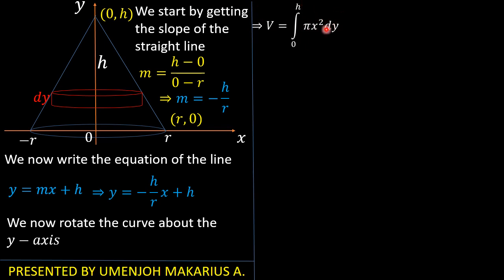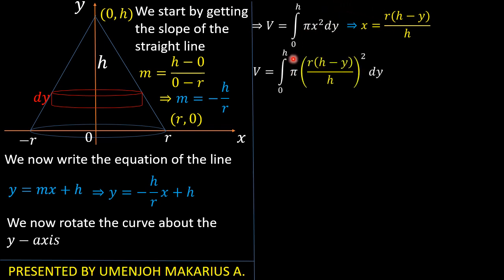Good. But friends, keep in mind that we are in the y world, and x is not invited in the y world. So we are going to make x the subject of this formula. By making x the subject, we are going to have our x in this case to be r times (h minus y) over h. Because we are in the y world, x is not allowed. So we simply bring it back to the equation and substitute. We are going to have our V to be the integral from 0 to h. This pi comes outside. Our x is what we have here, everything squared, dy.